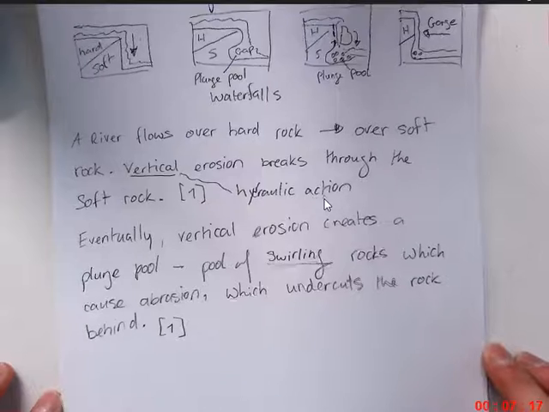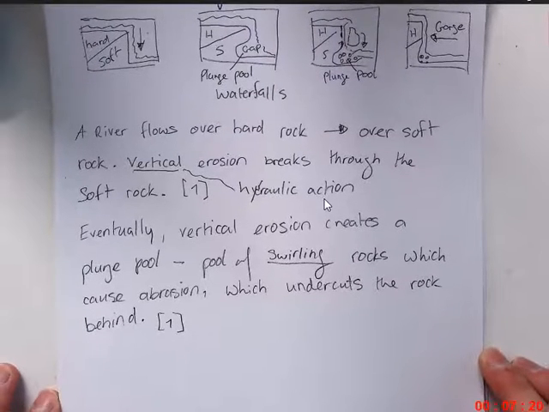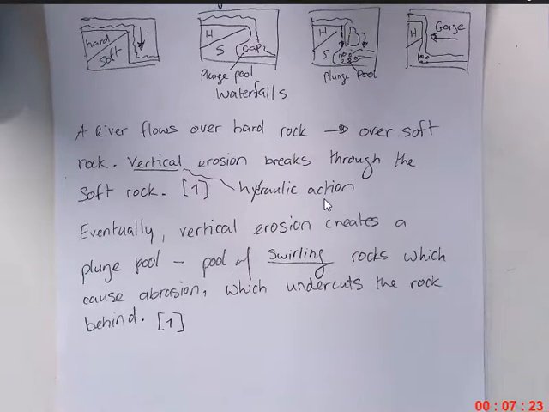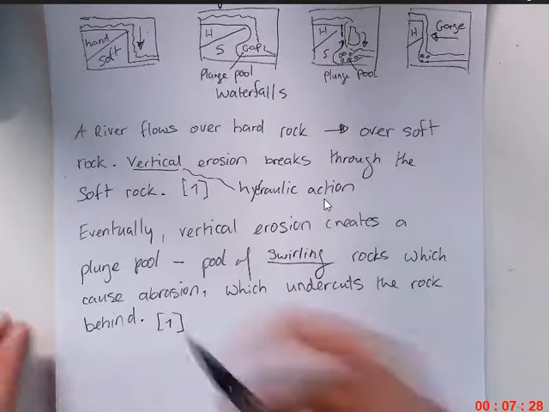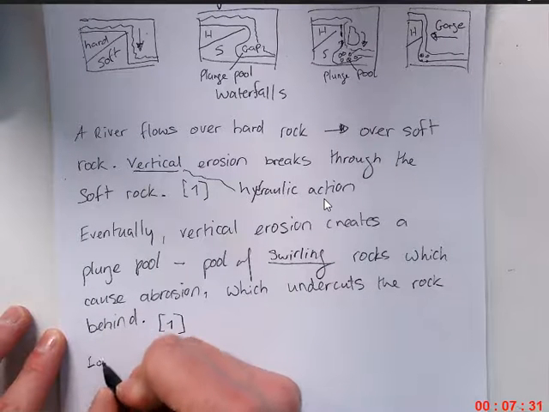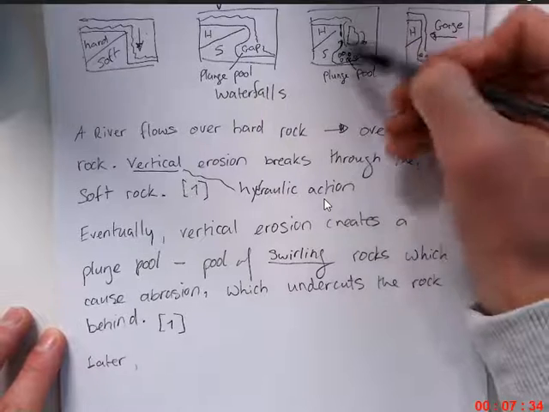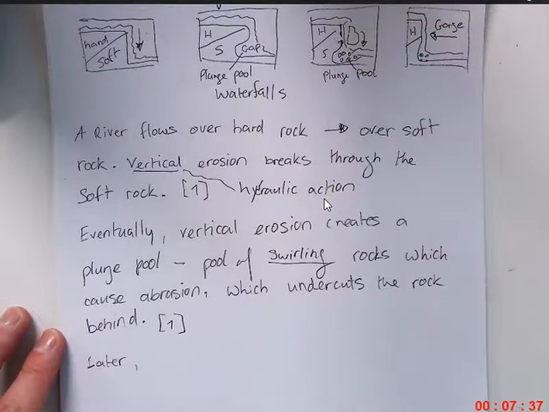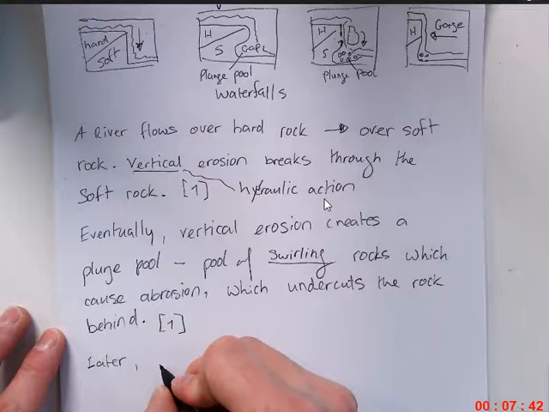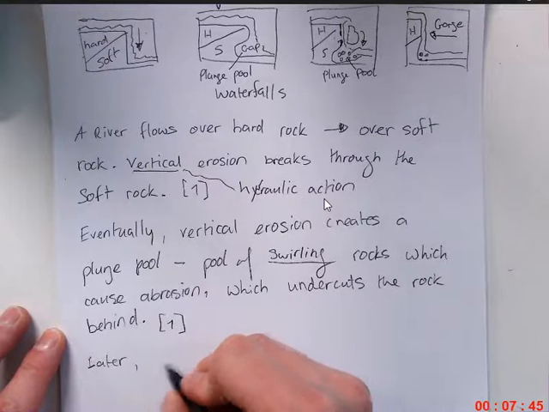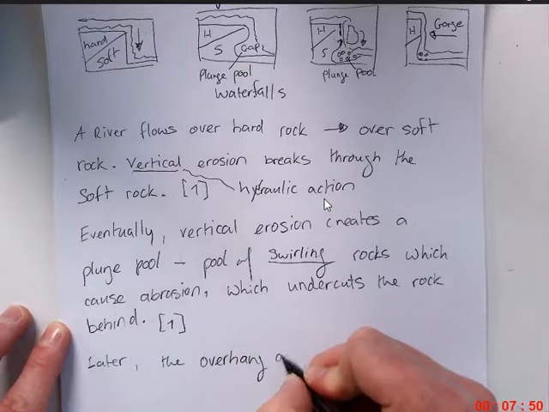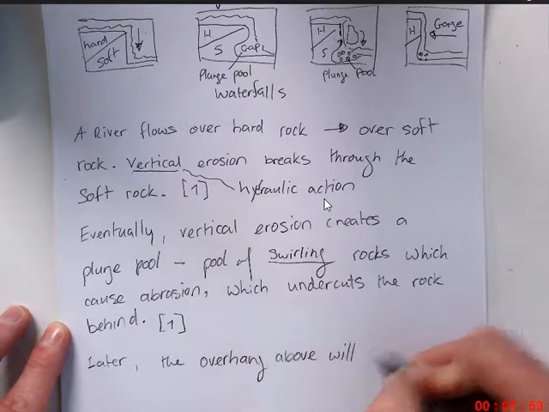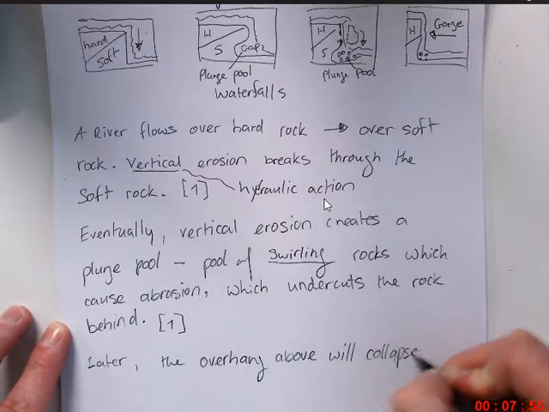Third mark, and I'm going to try and keep the diagrams in, trying to write a little bit smaller here. Plunge pool has already been created. The overhang, eventually what's going to happen to it, Fola? That wall at the back is going to keep getting pushed back. And eventually what's going to happen to that overhang? It's going to drop. And another word for it's going to drop would be it's going to collapse, right? So later, the overhang above will collapse.